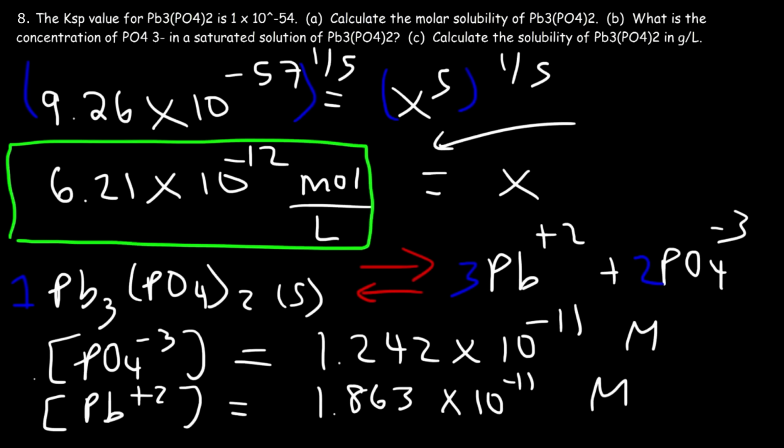So once you have the molar solubility, you can easily calculate the concentration of any product ion just by multiplying by the coefficient that you see here. Now let's move on to part C. Calculate the solubility of lead 2-phosphate in grams per liter.